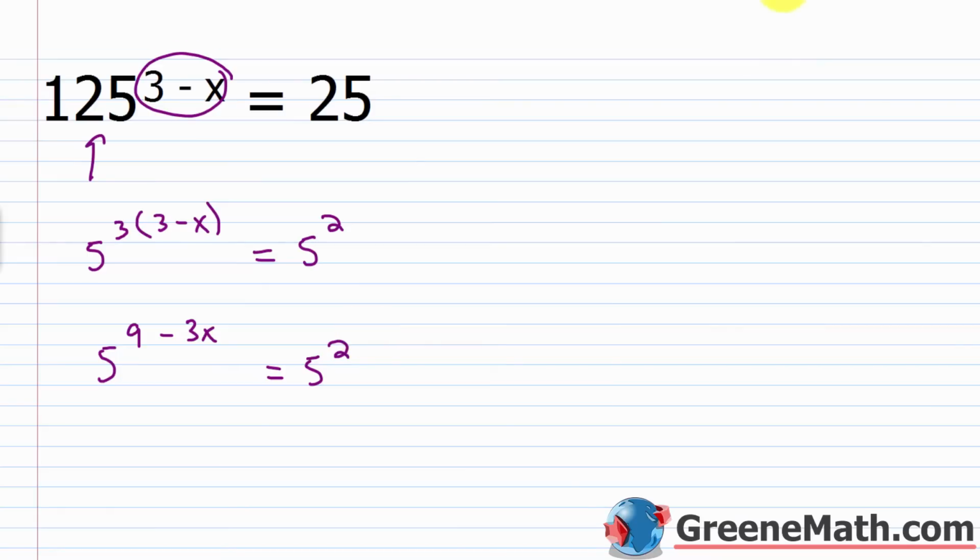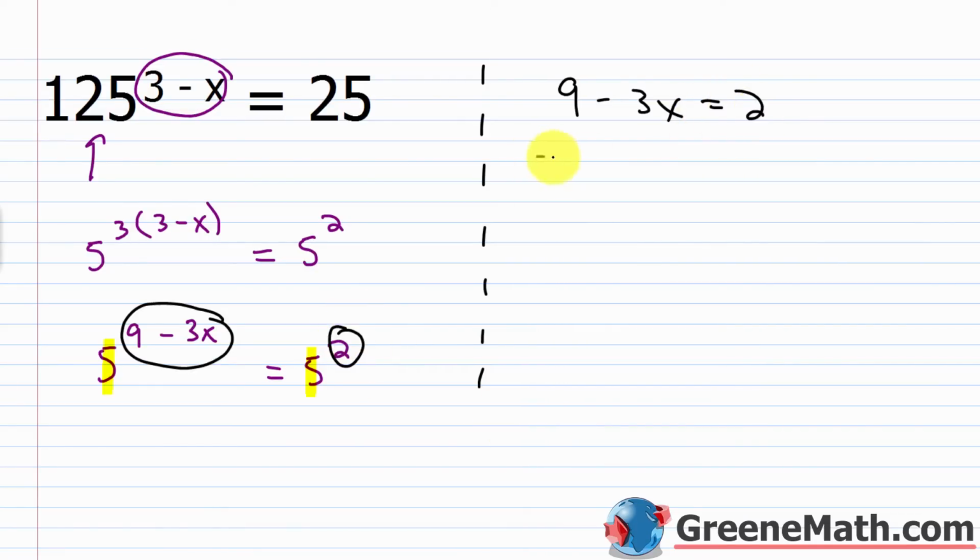So now we have the same base. I have a base of 5 and a base of 5. So when this occurs, I can just set my exponents equal to each other and solve. So I can take 9 minus 3x, 9 minus 3x, and I can set that equal to the number 2. So let's subtract 9 away from each side of the equation. That'll cancel. We'll have negative 3x is equal to 2 minus 9 is negative 7.